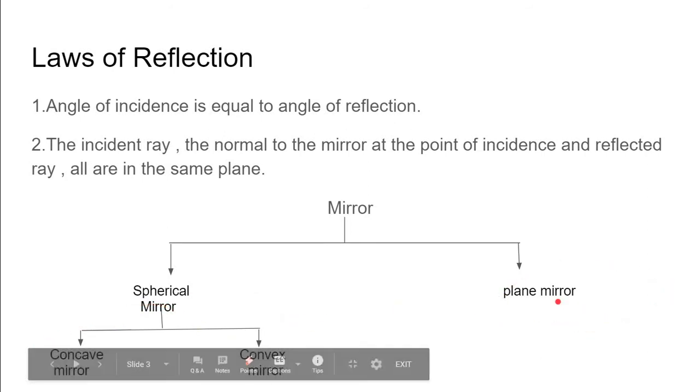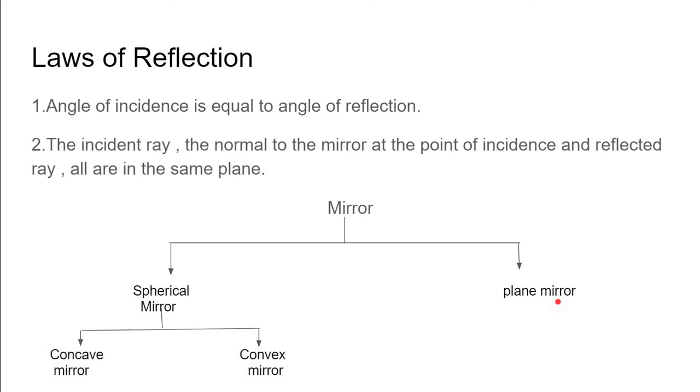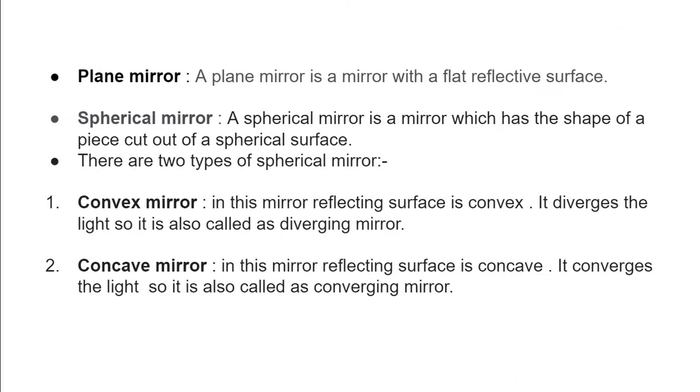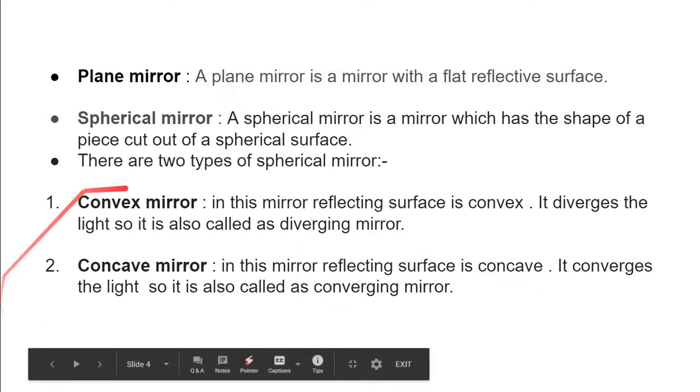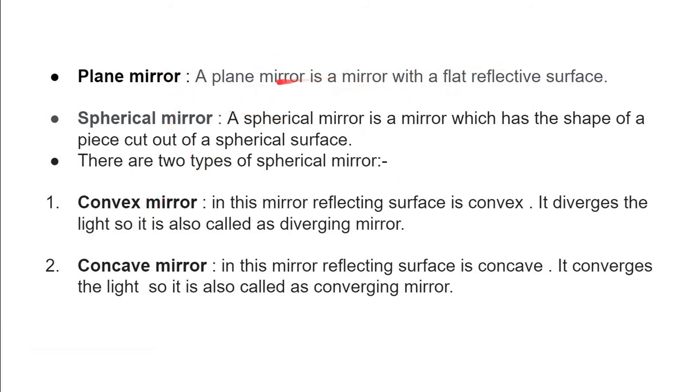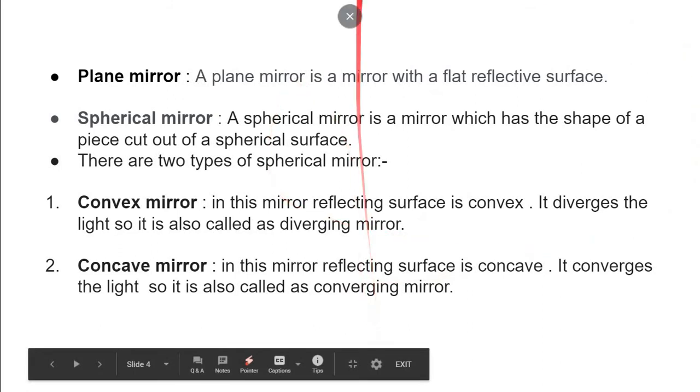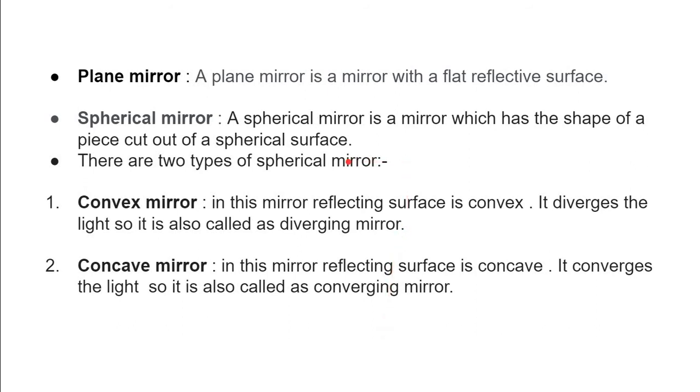We won't study much about plane mirror because there are many more things about concave and convex mirrors. A plane mirror is a flat reflective surface, and the difference between these two mirrors is that the plane mirror is always flat, and a spherical mirror is a piece of a sphere which is cut from the sphere. That piece is called the spherical mirror. And there are two types of spherical mirror.